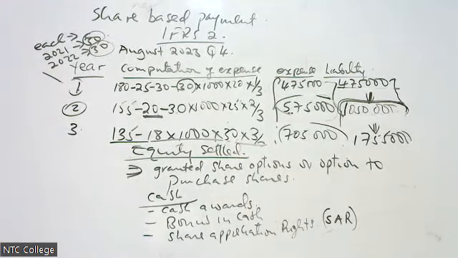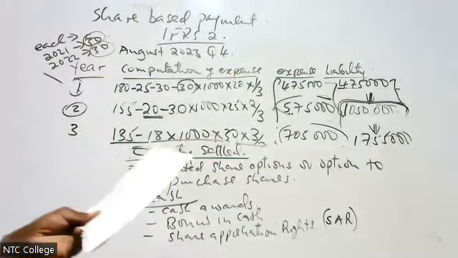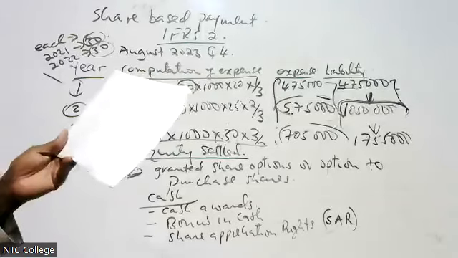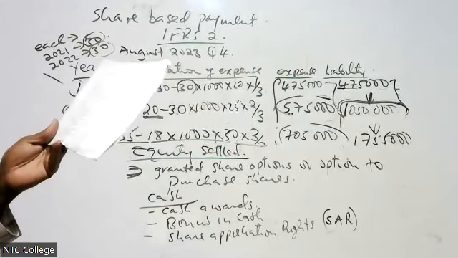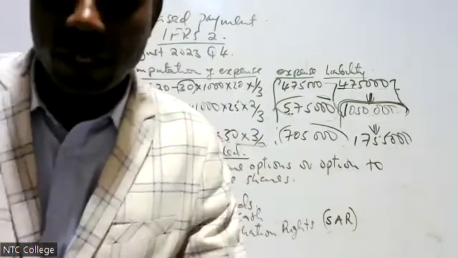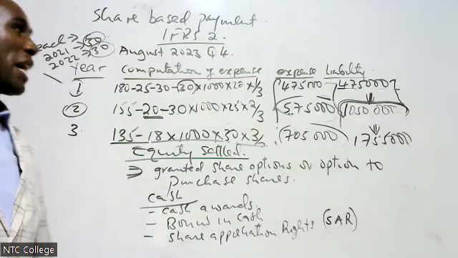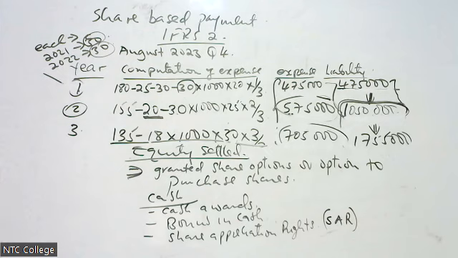Now we know if it's cash or equity settled. Like what we are given here, it was equity because it says on 1st January 2020, Tabora Limited granted each of its employees 180 share options. If it's share options, then it is equity settled. That's why we use the fair value on grant date.